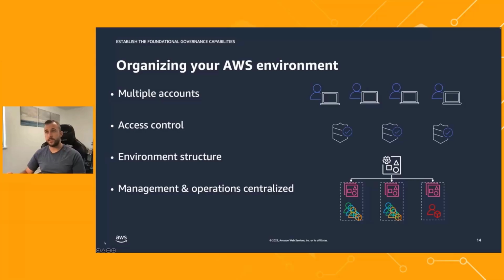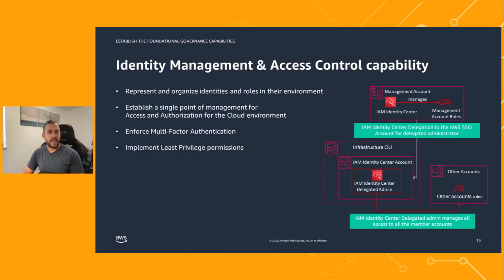And the first place when you start thinking about how to structure and how to organize things is the identity management access control capability, where we will walk you through how to represent and organize the different identities that you need in your environment and the roles that will be placed in each of these AWS accounts that I was mentioning, right? This allows you to establish a single point of management where you can control the access and authorizations across your cloud environment in AWS.